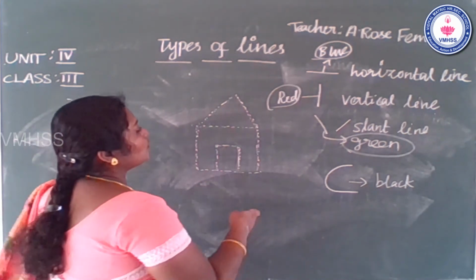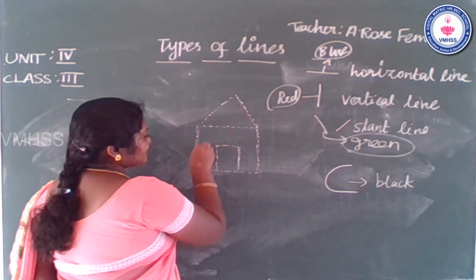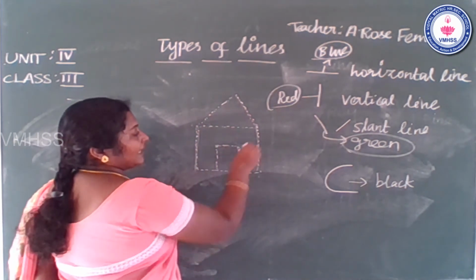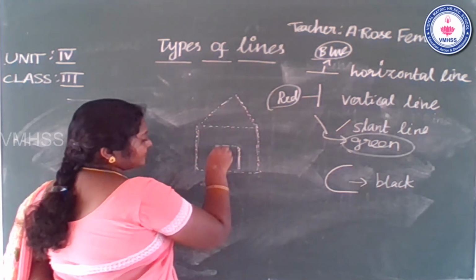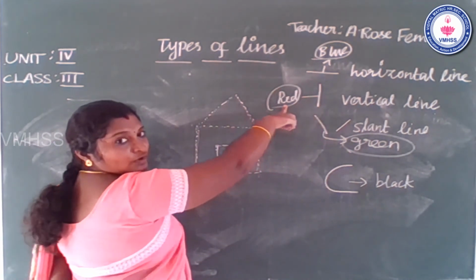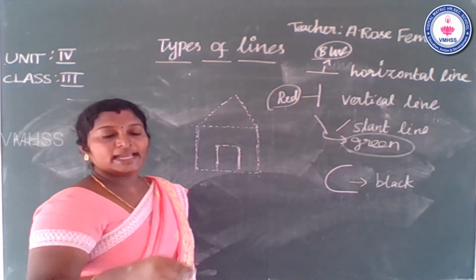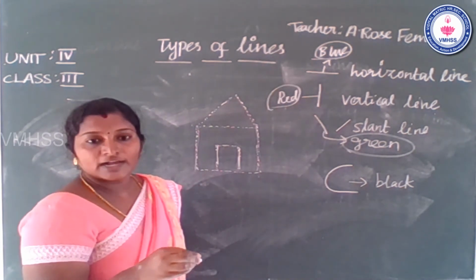Vertical line: this is a vertical line and this is a vertical line, and this one and this one. Use red color for vertical lines. Take the color pencil and use red color. Draw in red.